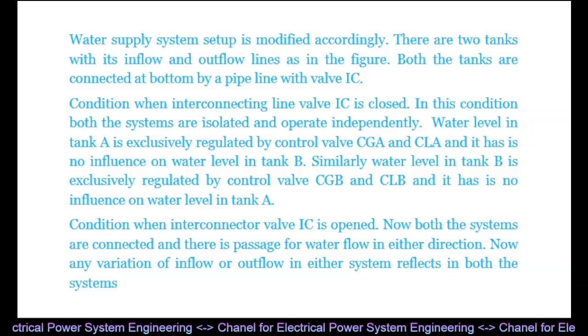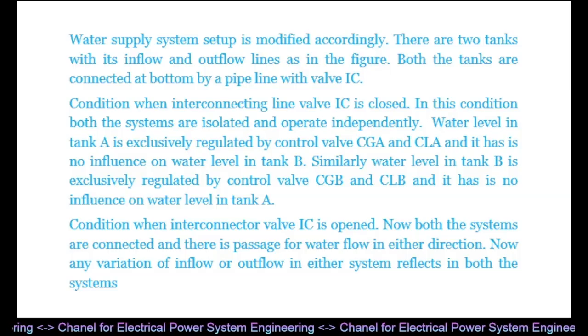Water level in tank A is exclusively regulated by control valves CGA and CLA, and it has no influence on water level in tank B. Similarly, water level in tank B is exclusively regulated by control valves CGB and CLB, and it has no influence on water level in tank A.